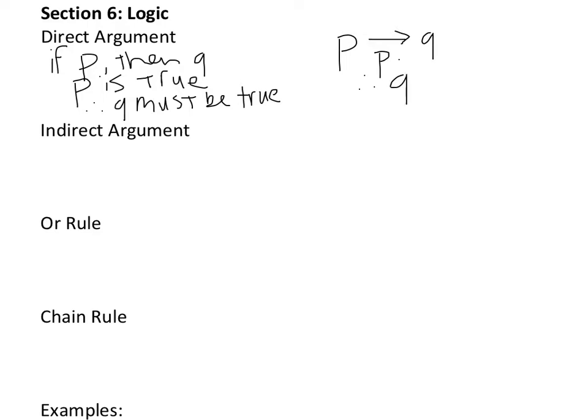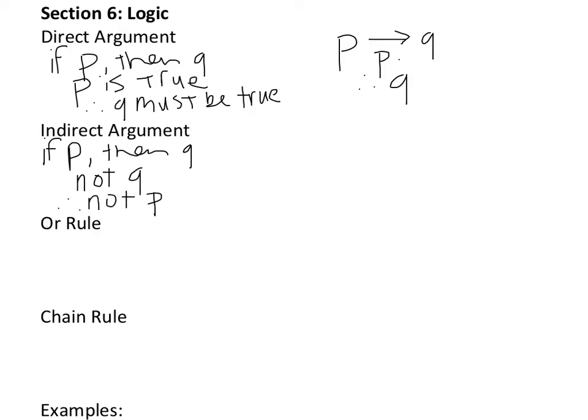Now, an indirect argument is when you start with the same, if P, then Q. So if P is true, then Q is true. But for an indirect argument, we kind of come in from the back door and we say, well, actually, not Q. Q is not true. Therefore, not P.